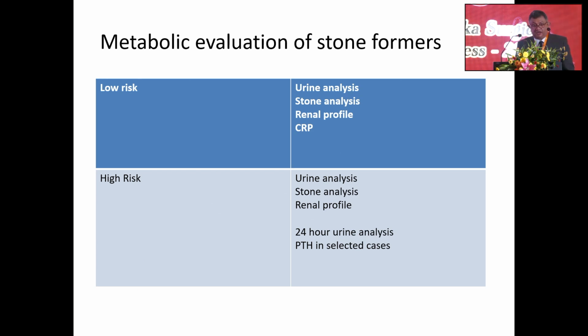However, when it comes to high risk patients, as I mentioned, then we need to go a step further, and we do a 24-hour analysis of urine to look for specific values of excretion to see the level of uric acid, calcium, oxalate, and various other stone-forming elements to see their level of excretion.